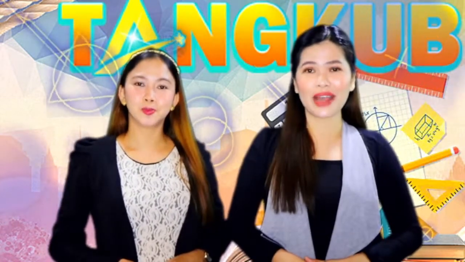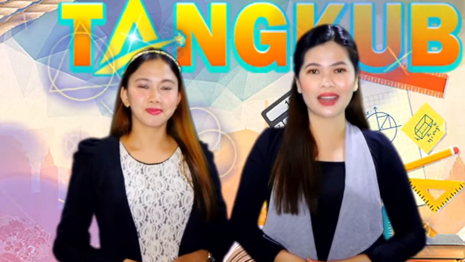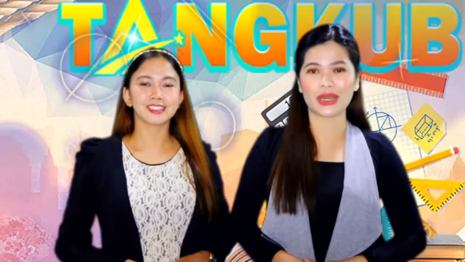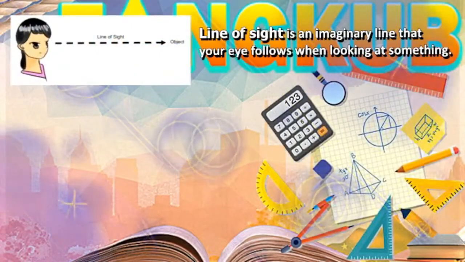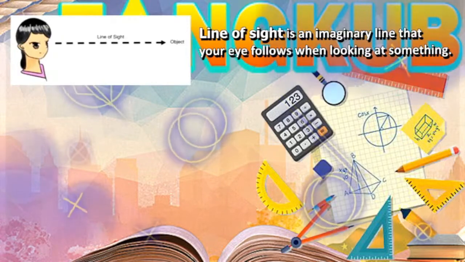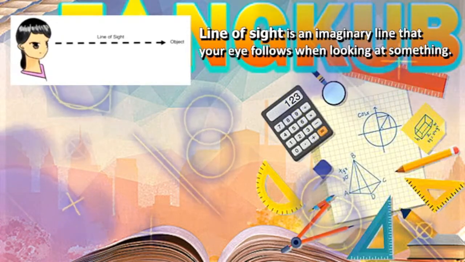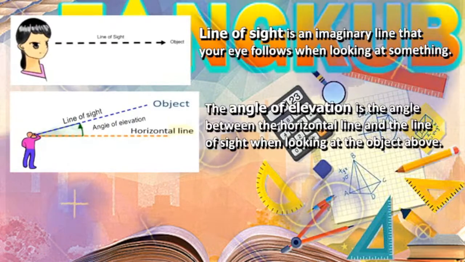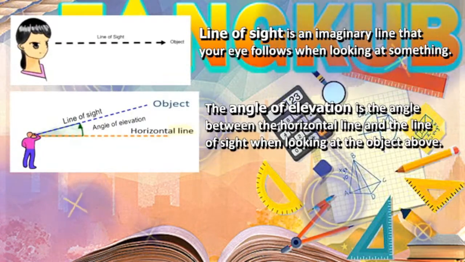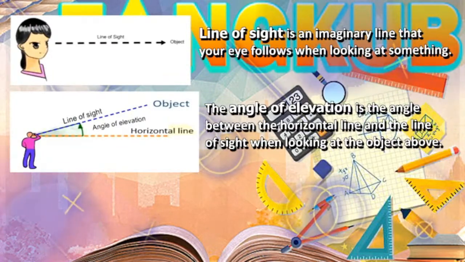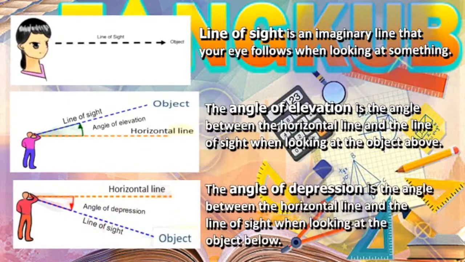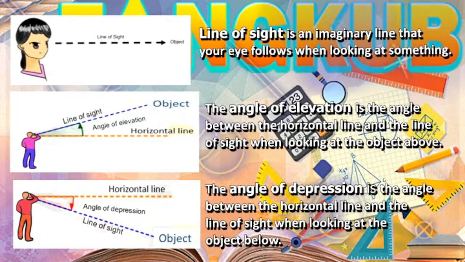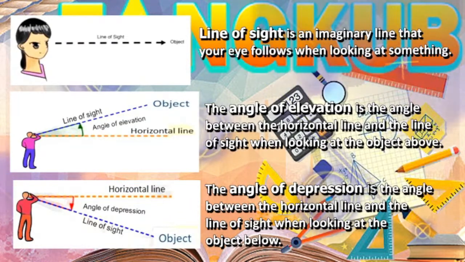But first, let us define some significant terms involving angles of elevation and angles of depression. Line of sight. Line of sight is an imaginary line that your eye follows when looking at something. Next, angle of elevation. The angle of elevation is the angle between the horizontal line and the line of sight when looking at the object above. Next, angle of depression. The angle of depression is the angle between the horizontal line and the line of sight when looking at the object below.